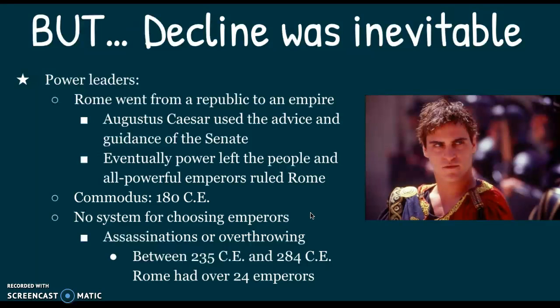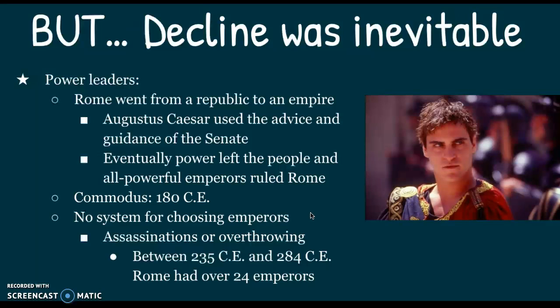Augustus Caesar, we know, is our first Roman emperor. And he did take advantage of the Senate. He took their advice and their guidance, and he was able to work with the Senate through his reign. Well, eventually, as more emperors come about, we saw through our emperor study, they started to take power upon themselves. They became all-powerful rulers, and they took power away from the people and gave it to themselves.